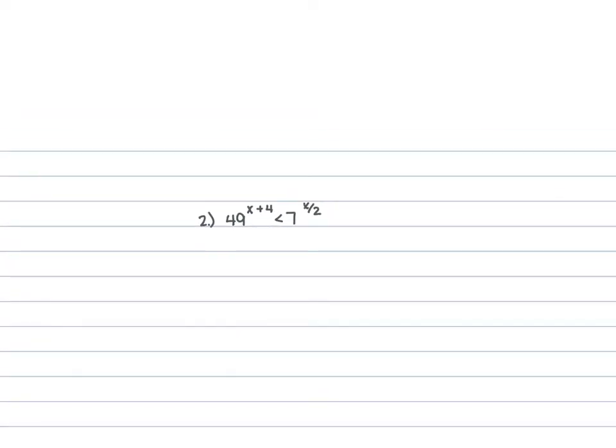For 2, we have 49 to the power of x plus 4 is less than 7 to the power of x over 2. I'm going to turn this into an equal sign and treat it as an equation. So we can solve this by saying that 49 is 7 to what power? It's the same thing as 7 to the second power. You're going to still have the x plus 4 as your power, and the 7 is still going to be raised to the x over 2. So now that your bases are the same, you can cancel them out and just work with the exponents.